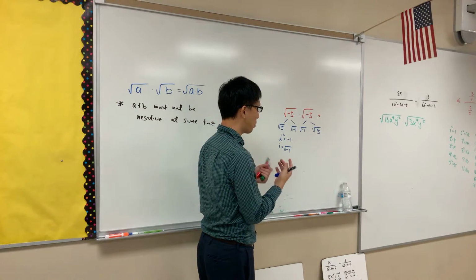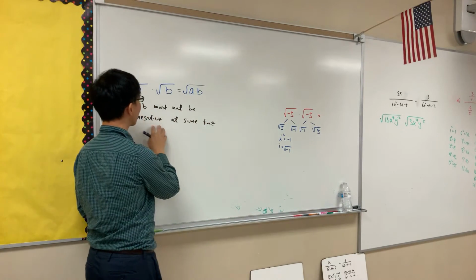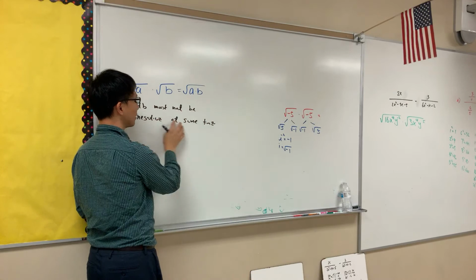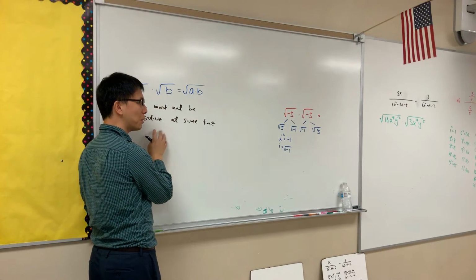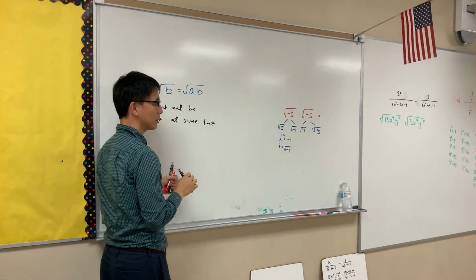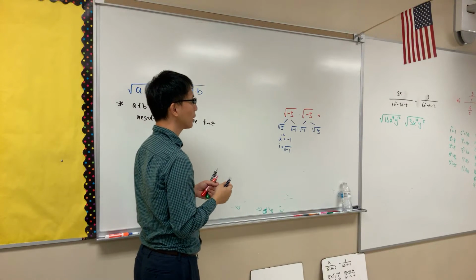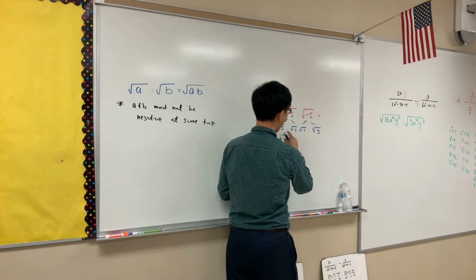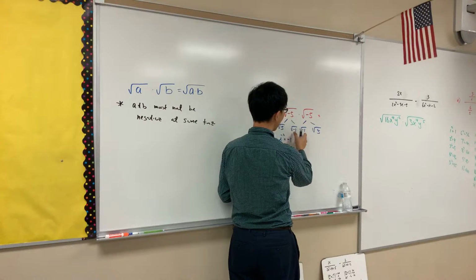But this is very important because there's a fine print that says A and B must not be negative at the same time. Even the newer textbook doesn't write this out, which is kind of scary. So I think this one is very important. So now, what is the square root of -1?